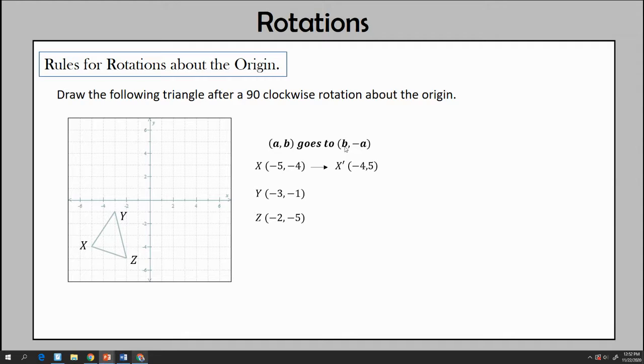They would become, again, B, so the -4 is now first, and then the opposite of A. So A was -5, now it's +5. So my new X position is -4, 5, X prime. Okay, do the same thing with Y.